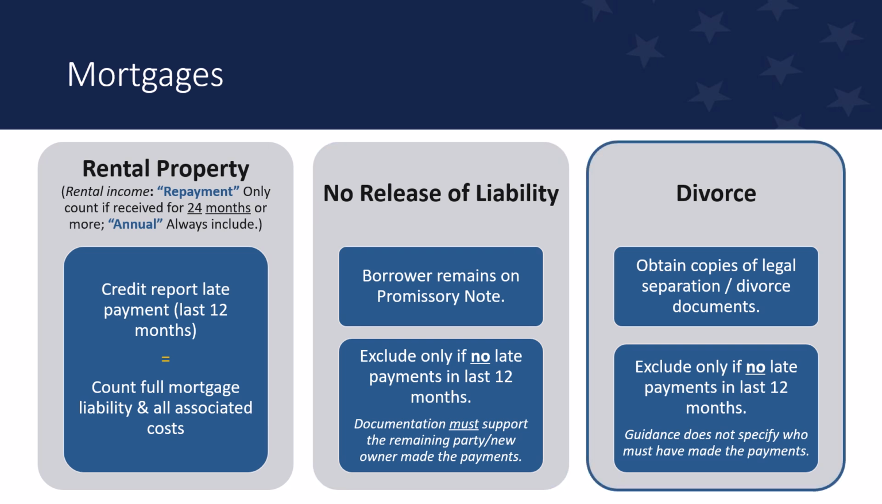In the case of a divorce, the lender must obtain a copy of the legal separation agreement or divorce decree to document the remaining party responsible to pay all mortgage debts from the effective date of the decree forward. To exclude the mortgage debt, the lender must document the previous 12 months have been paid as agreed prior to loan application through the credit report or verification from the creditor or servicer. If there are late payments in the previous 12 months prior to loan application, the full mortgage obligation must be included in the monthly debts.